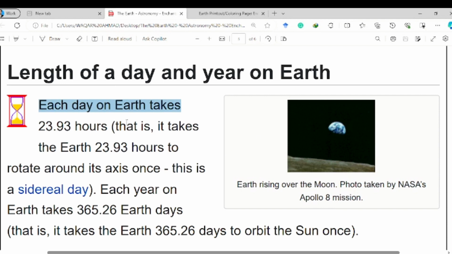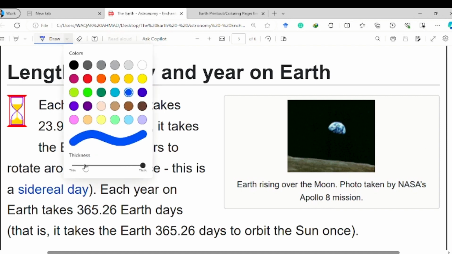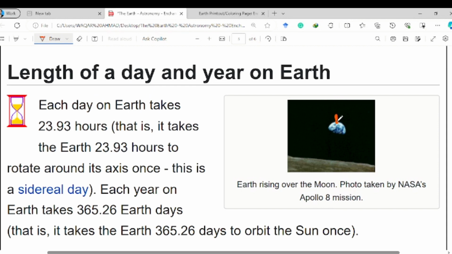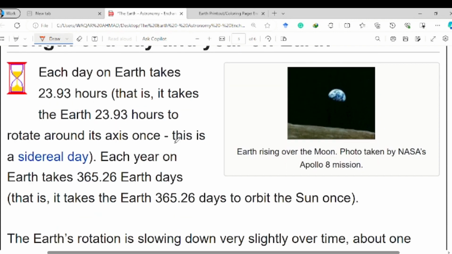You can see here, if we reduce the thickness and take this, the rotation starts from this particular point, rotates around itself, and comes back to the position from where it initiated its rotation. This much time is required to rotate around itself. This is a sidereal day. Once it completes one full rotation, it's called a sidereal day.